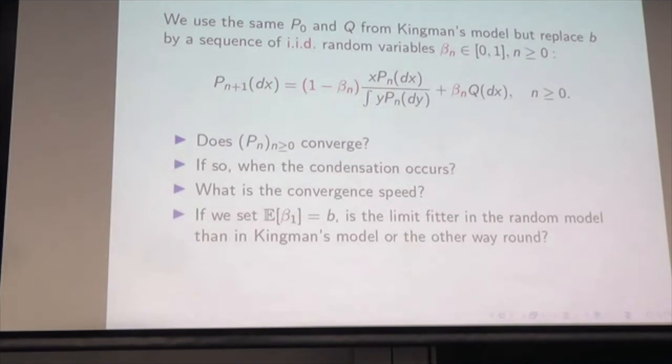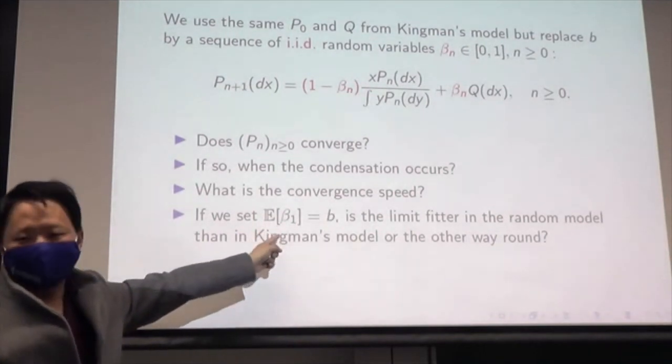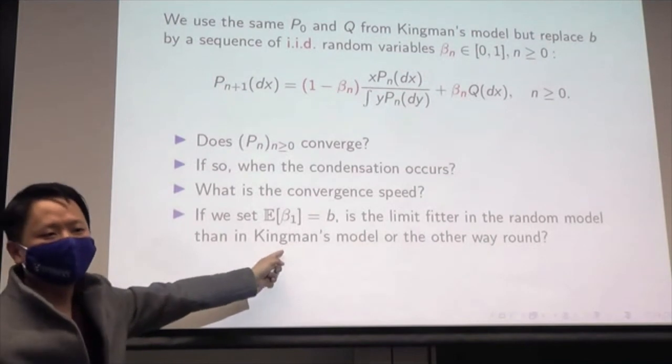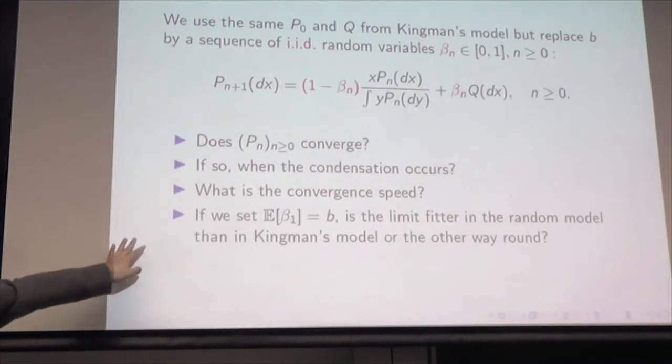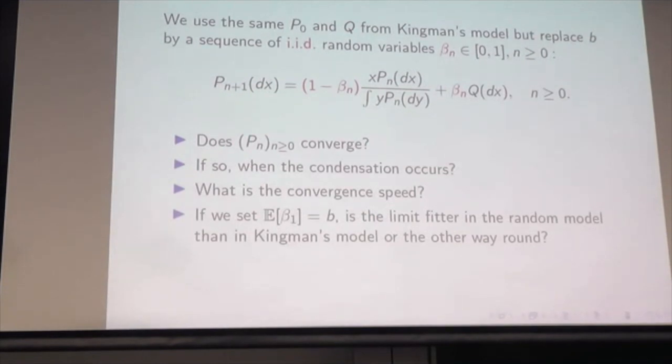If we assume that the beta n are i.i.d., so beta 1, beta 2, beta 3 have the same distribution and the same mean, assume this i.i.d. sequence has the same mean B. Is the limit fitter in the random model than in Kingman's model, or the other way around? Fitter means you put more mass on the bigger values of x, so your mass moves more towards the right. Do you have an intuition for that? If I make the mutation probabilities random, do you think the limit will become fitter or less fit?